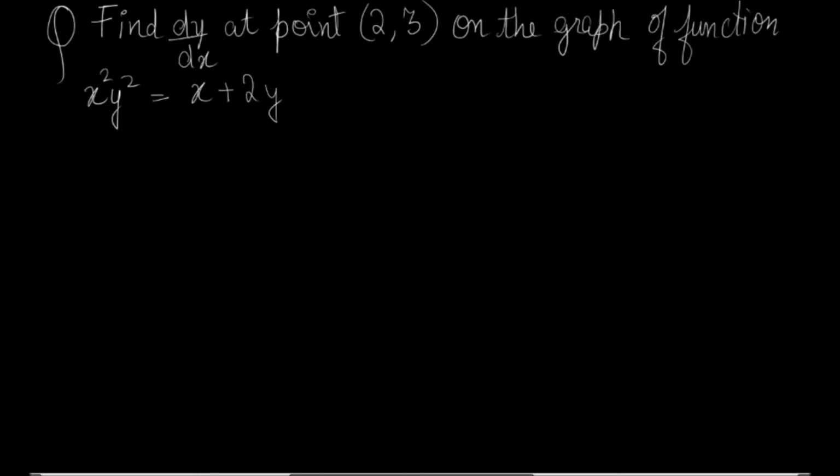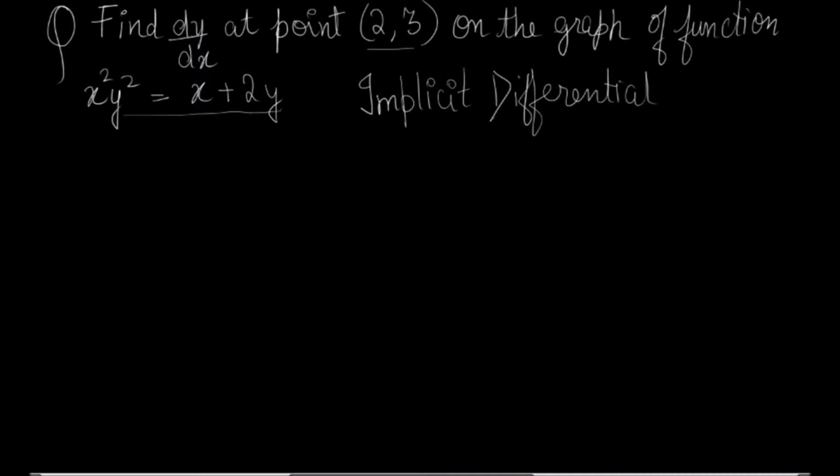This question is asking us to find the derivative of this function at point (2, 3). In order to find the derivative of this function, we need to use implicit differentiation, because I know that y would be very difficult to isolate from the rest of the function.